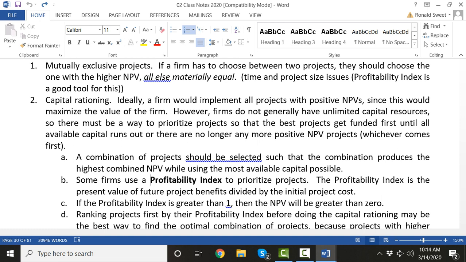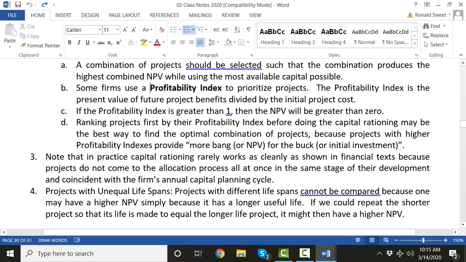And that way, the projects that have the most bang for the buck, the best return versus initial cost, are the ones you prioritize. That may not give you the best optimal answer for your firm. The best thing to do is look at every combination of projects to decide. But if you need a quick and easy way to rank projects, the profitability index will probably give you a better answer than other approaches.